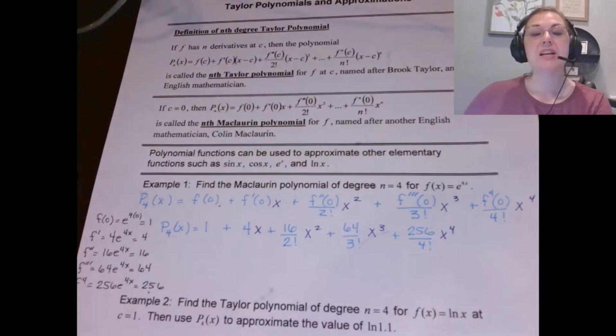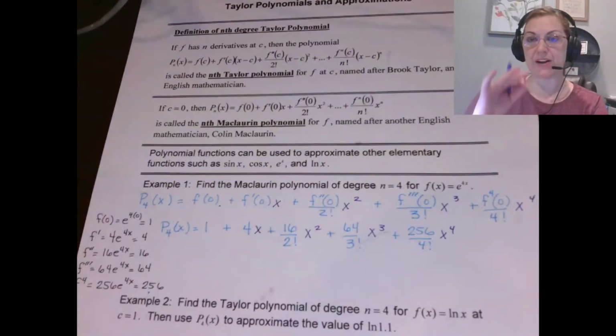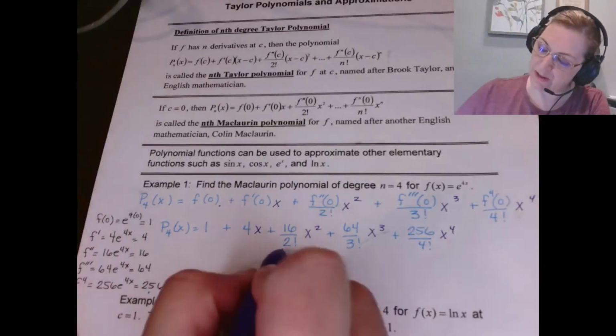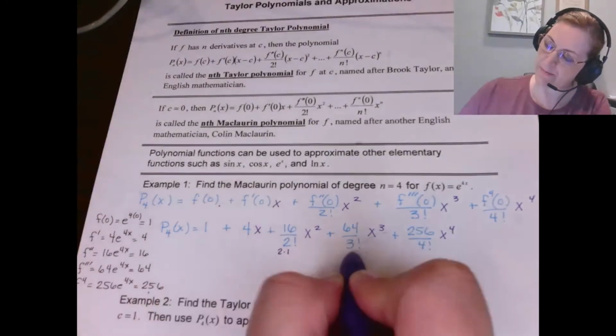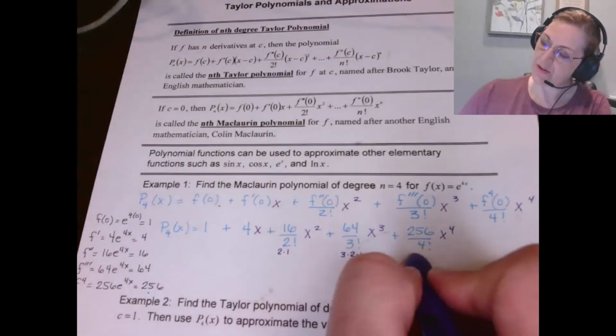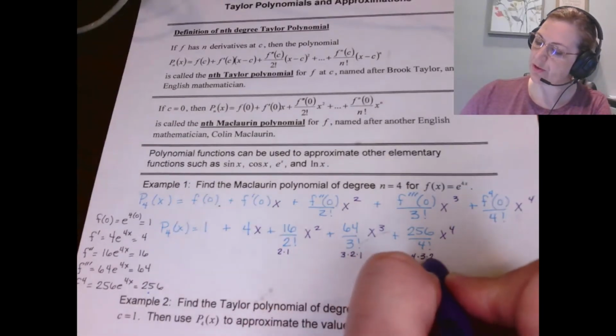All right, now let's think about factorial. Remember, factorial means to take the number and multiply by every number smaller than it. So this would be 2 times 1. This would be 3 times 2 times 1. This would be 4 times 3 times 2 times 1.